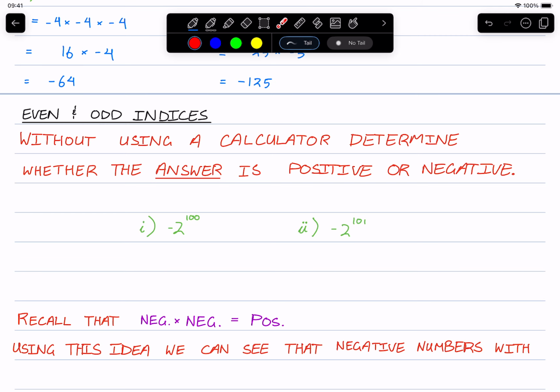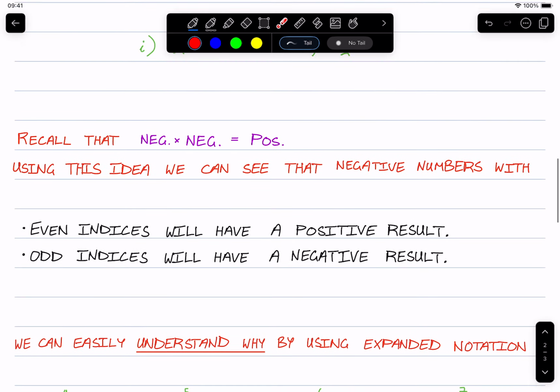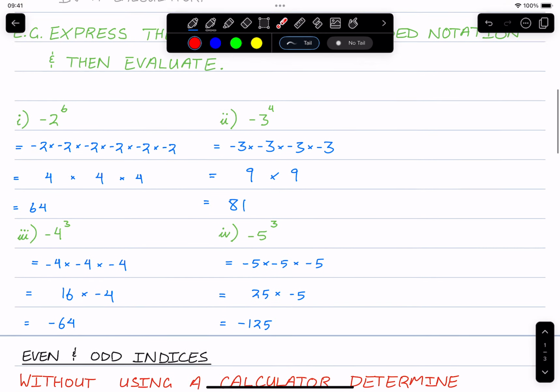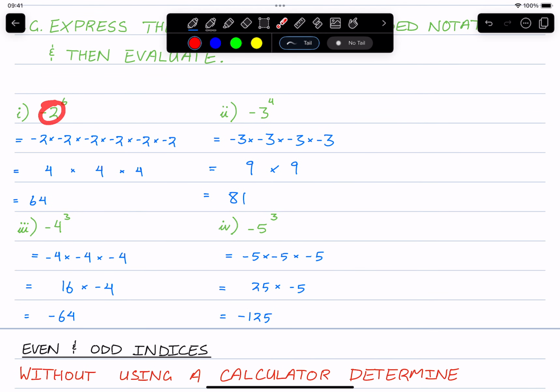Okay, to help us answer this, let's recall that two negative numbers multiplying will equal a positive answer. Using this idea, we can see that even indices will have a positive result and odd indices will have a negative result. We can see that here. Negative 2 to the power of 6, that's an even number. Notice how we get a positive answer. Likewise with this one, 4 is an even number. Negative 3 to the power of an even number gives us a positive 81.